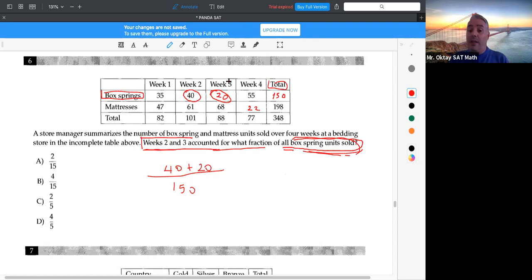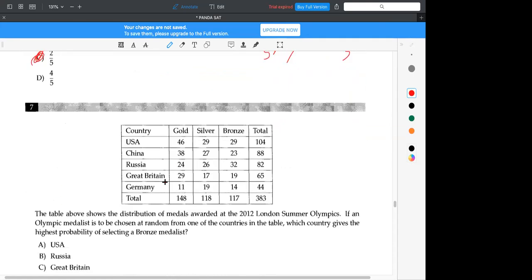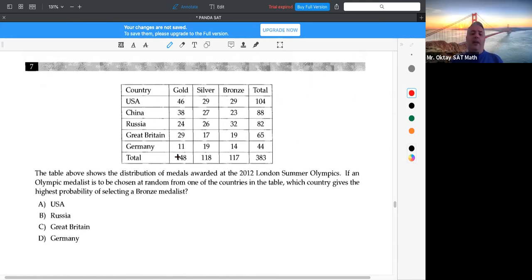What is the fraction? What is the ratio when we compare overall among the box springs? Since it says what fraction of all box spring units sold, that means it will be in the denominator, which is 150. And then do we have the result here? If we simplify 6 over 15, by 3, 2 over 5, 2/5. Do we have 2/5? It's okay? Yes.